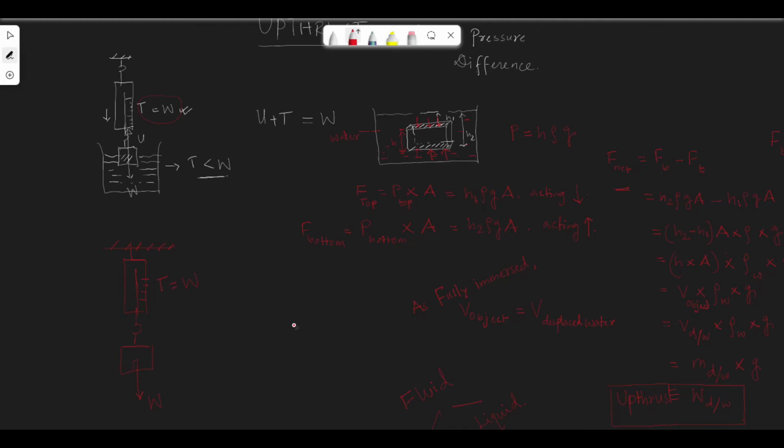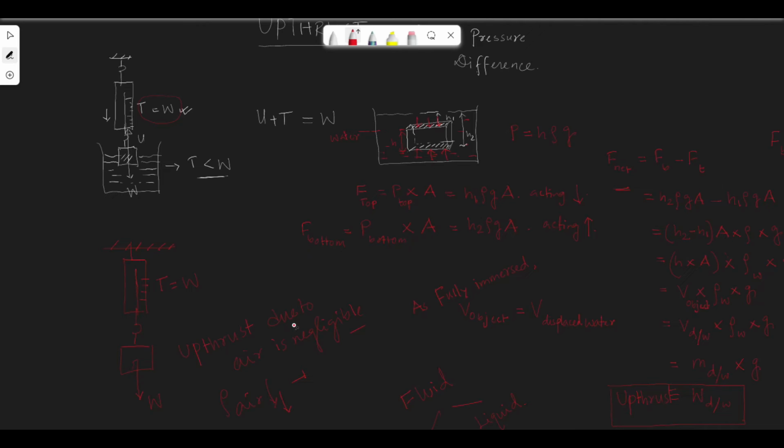Why didn't we consider any upthrust? It is also a fluid where the object is, because air is also a fluid. But here we did not consider the upthrust. Upthrust due to air is negligible. Why is it negligible? It is negligible because the density of air is much, much lower than the density of any other liquid you can consider.